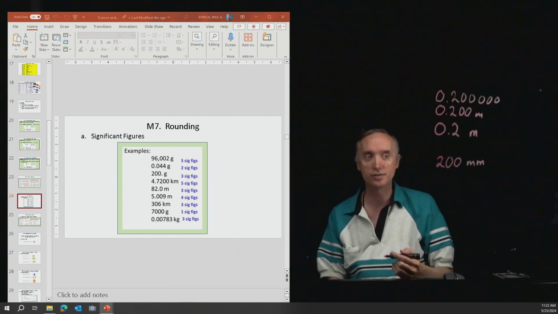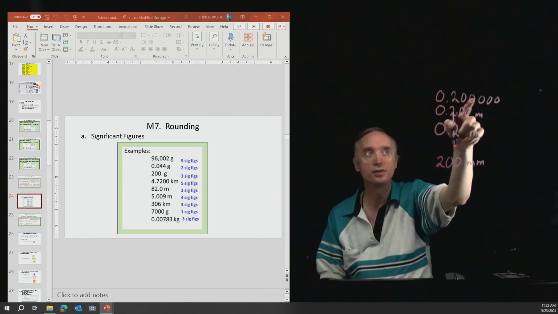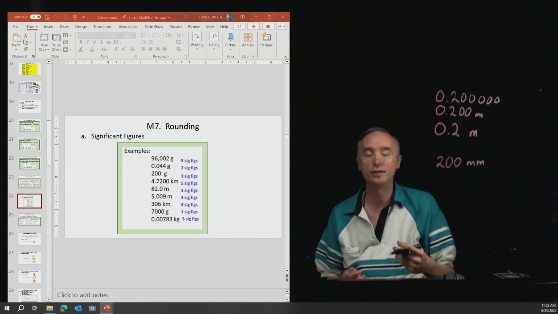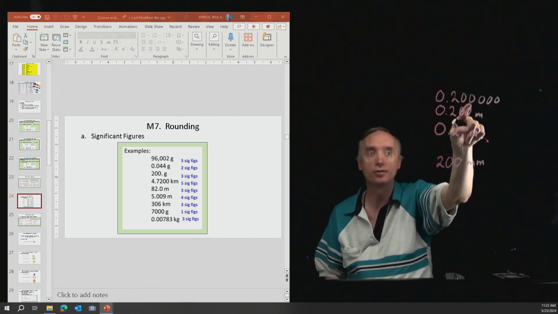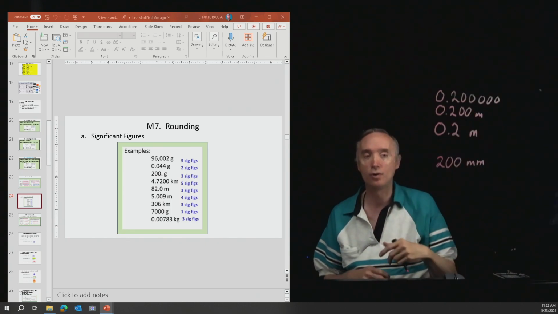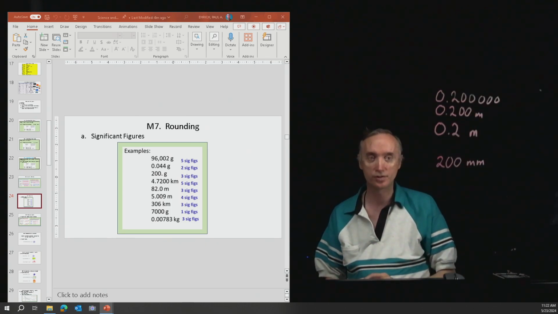Well, if you tell somebody that something was this long, you're implying that you had a measuring device that was capable of going out that far. And so you don't want to misrepresent your data. You only are going to use the number of significant figures that are allowable with your particular measuring device.